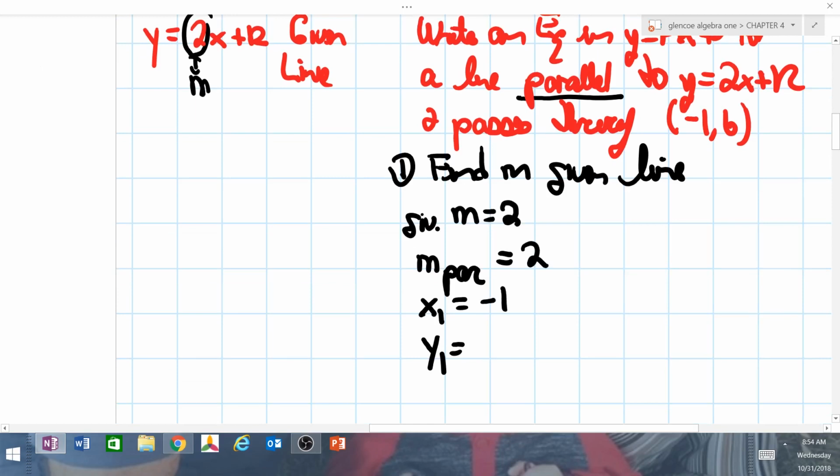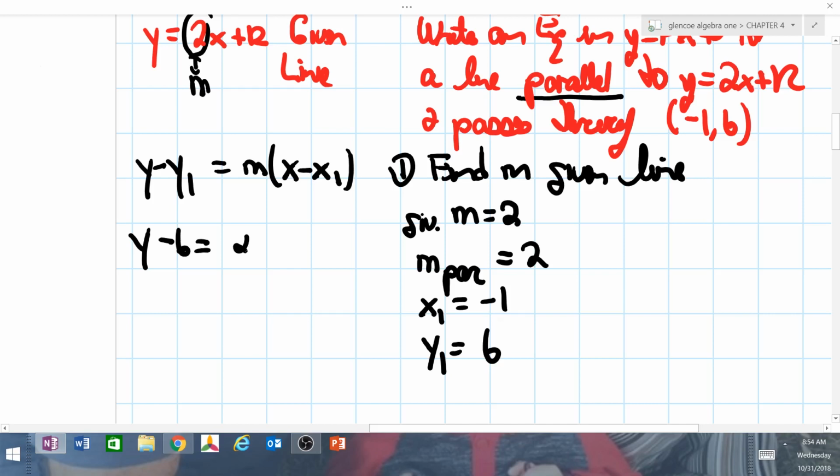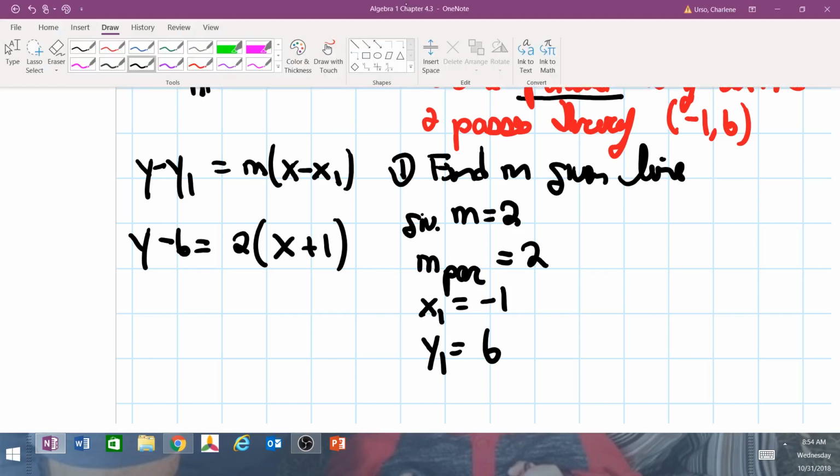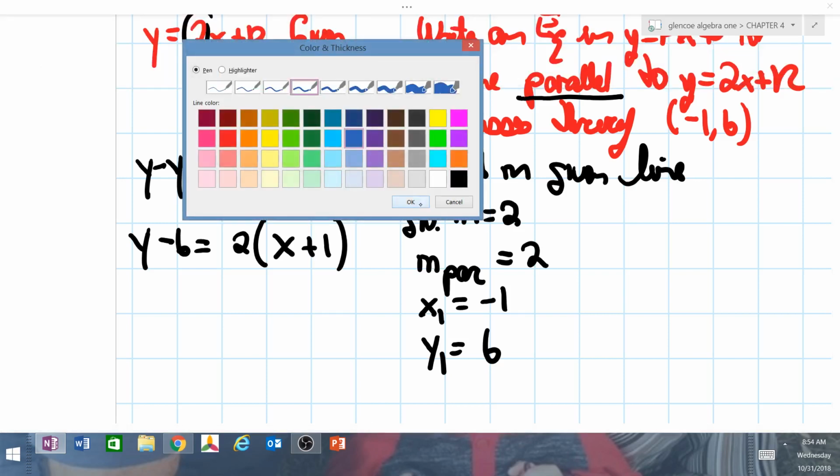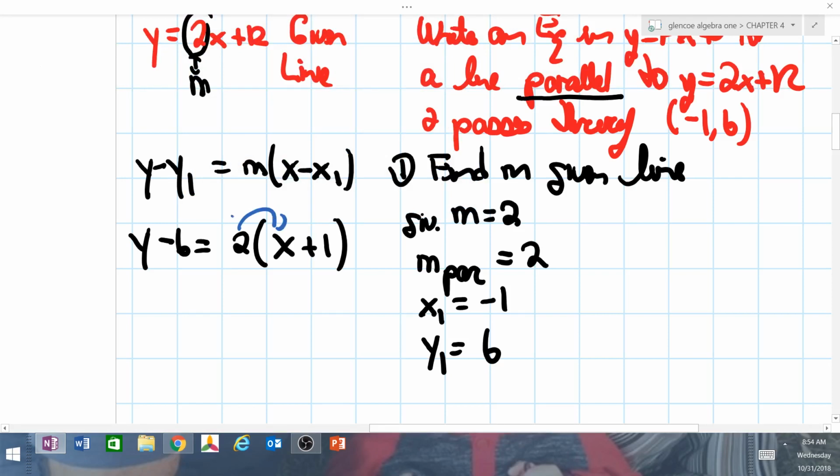X1 is -1, Y1 is 6. And we're going to use the point-slope formula: Y minus Y1 equals M times X minus X1. Or Y minus 6 equals 2 times X plus 1. Are y'all with me? Okay. So this is Y minus 6 equals 2X plus 2.